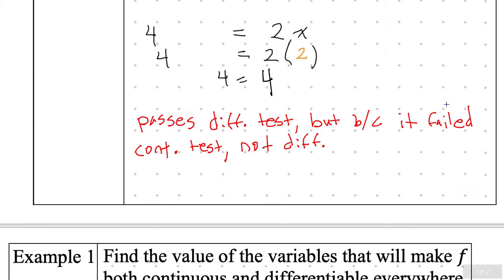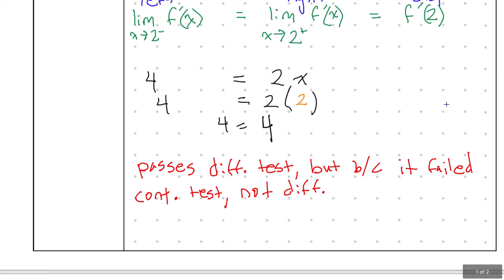Wait, what was the... Oh my gosh, the bell. Okay. What are you doing?